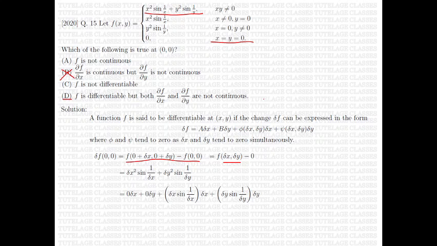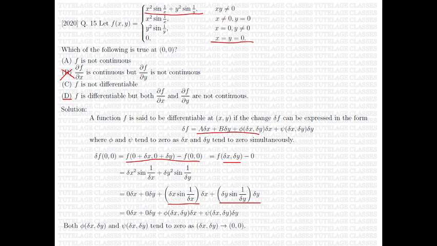Now this expression can be written in this form, and we can compare here. We have a is 0, b is 0, and this is phi of delta x, delta y, and this is psi of delta x, delta y. I leave it for the students to find out how this limit as delta x, delta y tends to 0 goes to 0, how this is 0 and how this is 0.